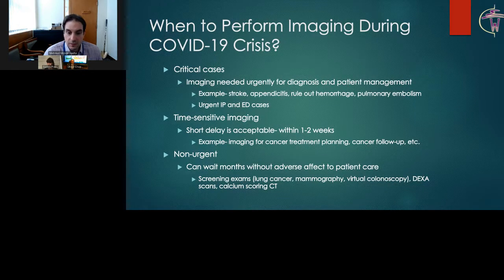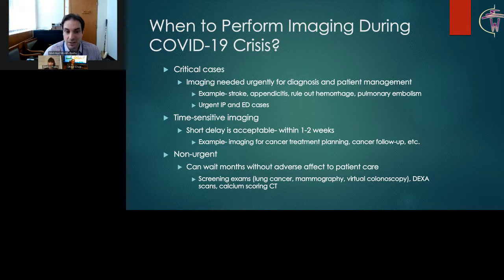So next, we talk about when to perform imaging during the COVID-19 crisis. And we've triaged cases at our institution into three categories. The first is critical cases. And this goes outside of this COVID screening or COVID imaging. But in critical cases where imaging is needed urgently for diagnosis and patient management, this includes cases where you're worried about a stroke, you're worried about appendicitis, a hemorrhage, or pulmonary embolism potentially, whether in the setting of potential COVID or positive COVID. These really speak to urgent inpatient and ED cases that need imaging that will impact patient management.